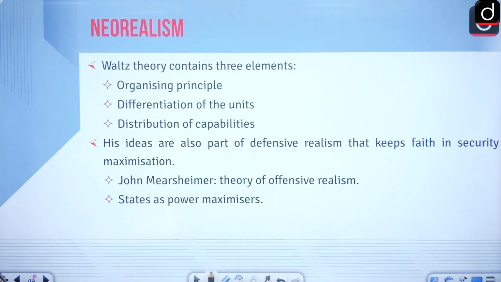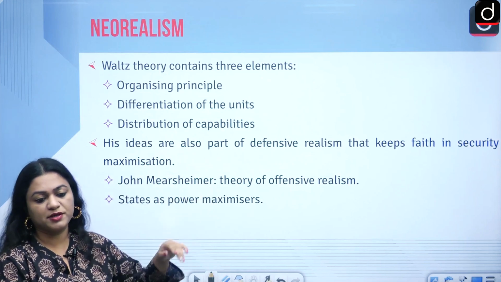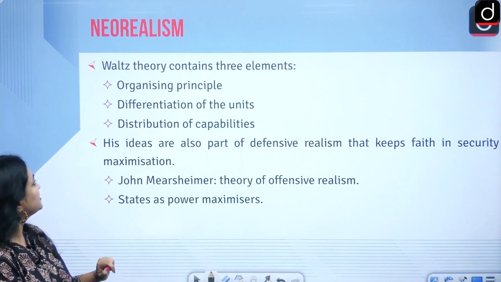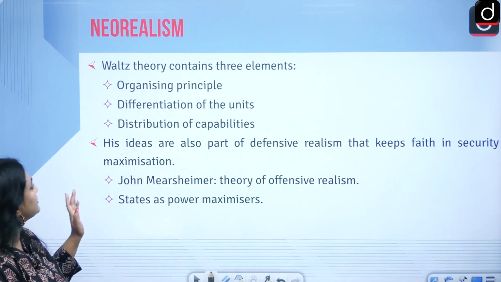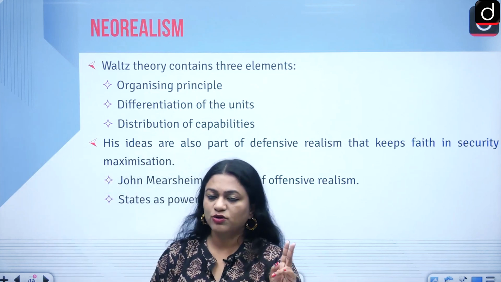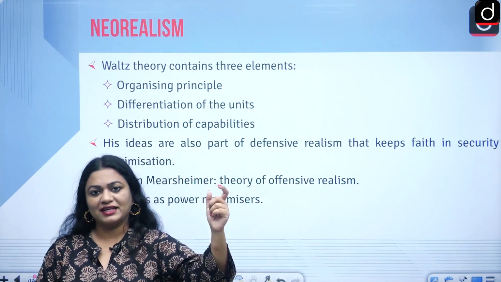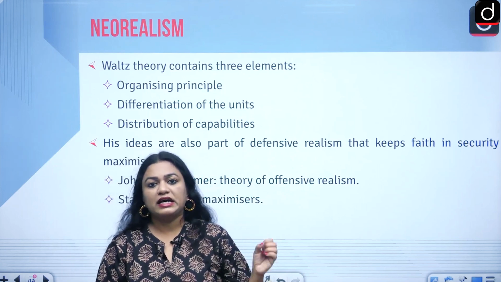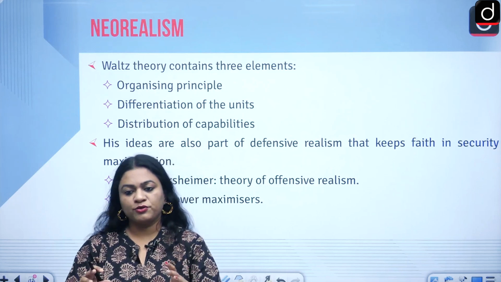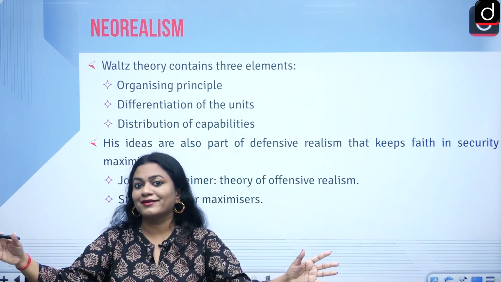Now, Waltz's theory contains three critical elements, and I have taken these from Baylis and Smith's book. One is the organizing principle, second is the differentiation of the units, and third is the distribution of capabilities. The organizing principle itself has two elements: first is anarchy and second is hierarchy. Anarchy means the decentralized realm of international politics. It means that there are so many countries in the world, but there is no overarching authority.